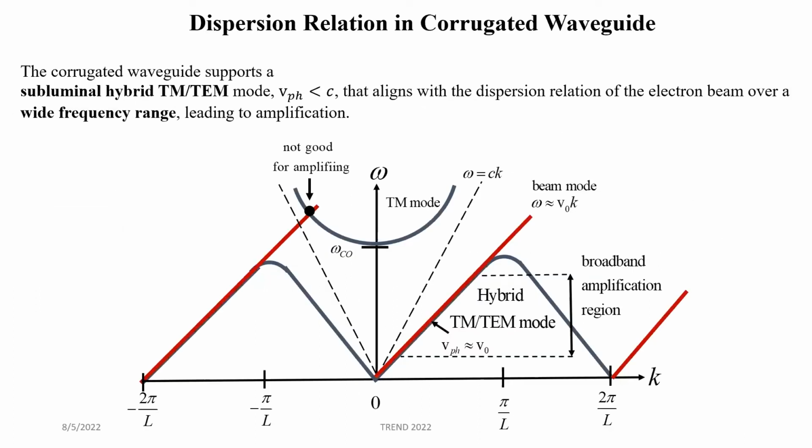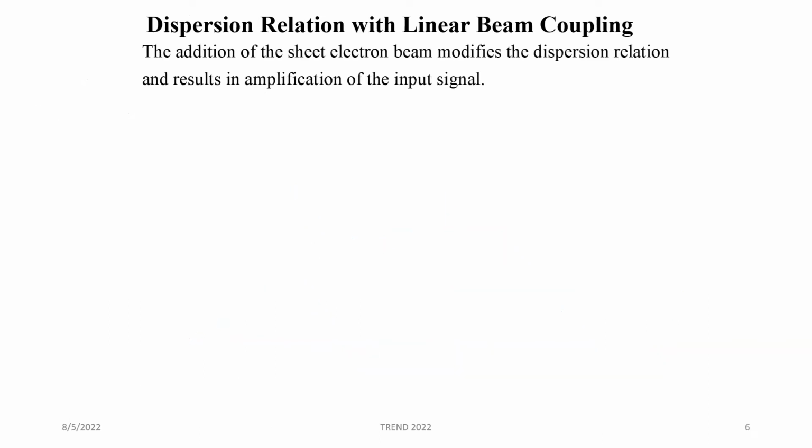So this is a dispersion diagram of the type of dispersion relation we got. You see here that the dispersion relations of the beam mode and the hybrid mode overlap over a very wide frequency range, giving us this coupling and amplification over the wide frequency range. This is in contrast to a standard TM mode that we would see, where the phase velocity is greater than the speed of light. Here we do not get the coupling over a wide frequency range. So the corrugated geometry is unique in its capabilities to give us a broadband amplifier.